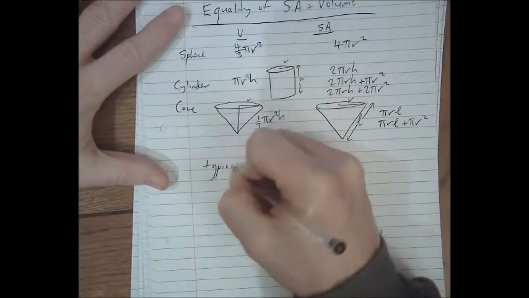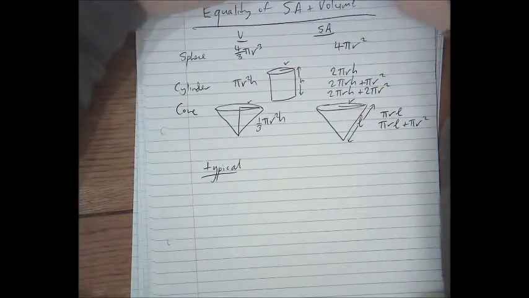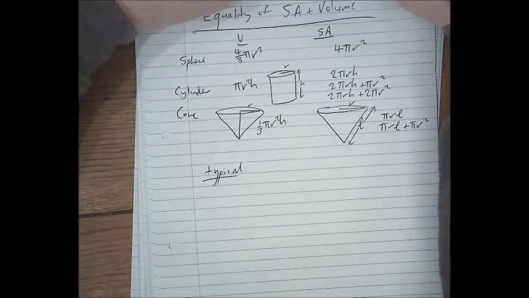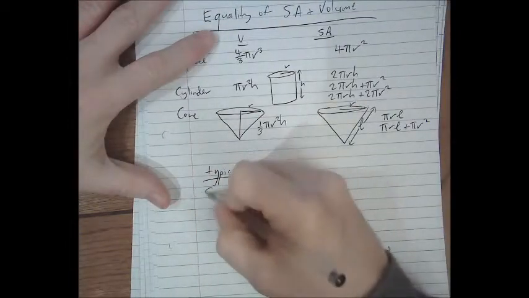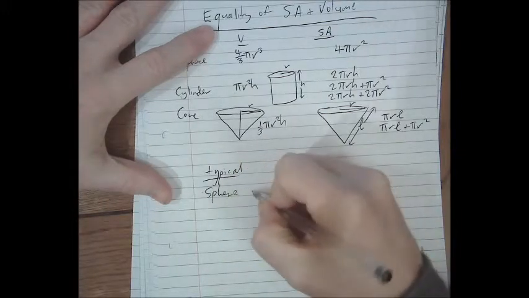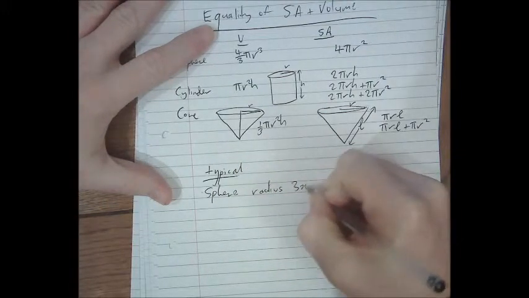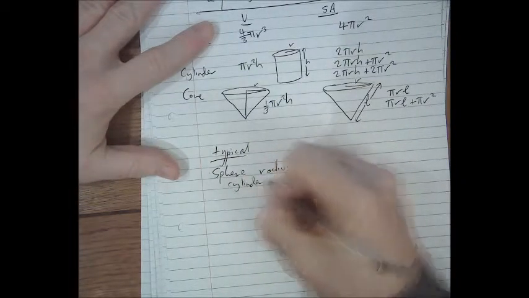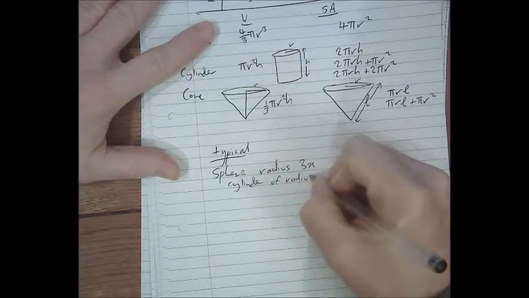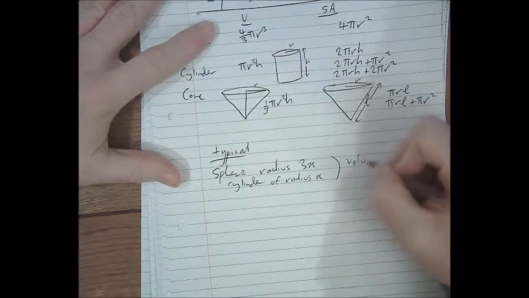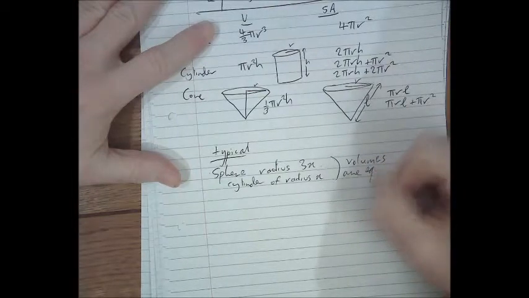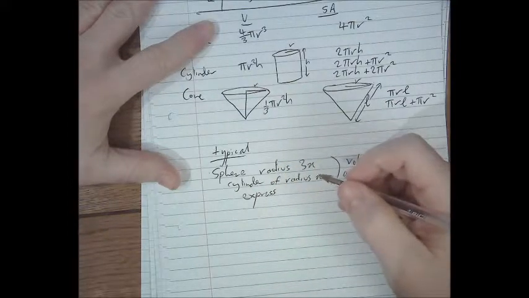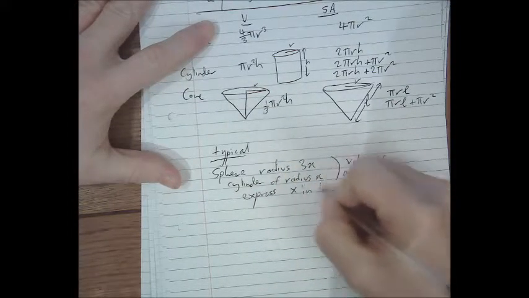So what they do is they tell you something like this. They tell you that you've got a sphere of radius 3x and a cylinder of radius x, and they tell you that their volumes are equal. And your task is to express, for example, x in terms of h.